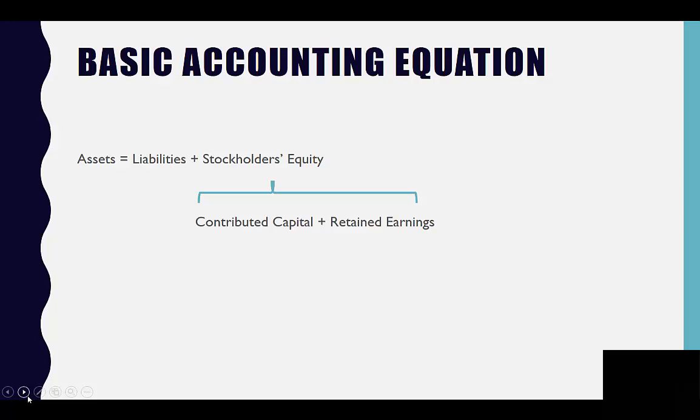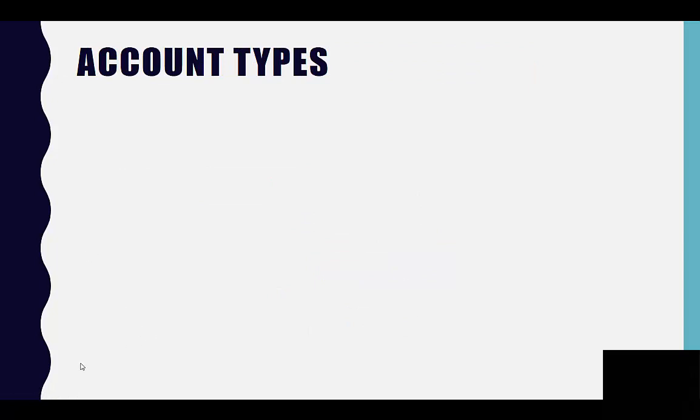Retained earnings is the earnings retained in a company at the end of a period. Retained earnings can be broken down into net income minus dividends. Net income is the revenues of the period minus the expenses of the period. Let's talk about those account types.